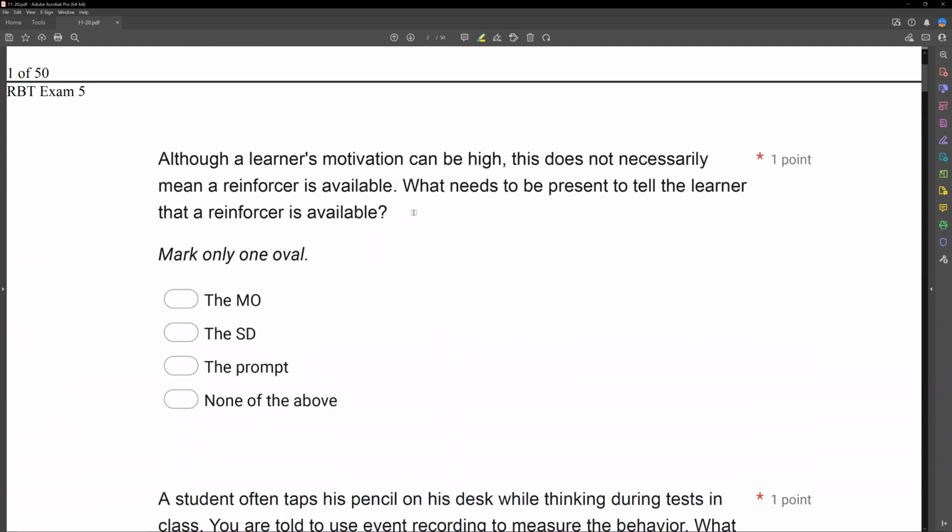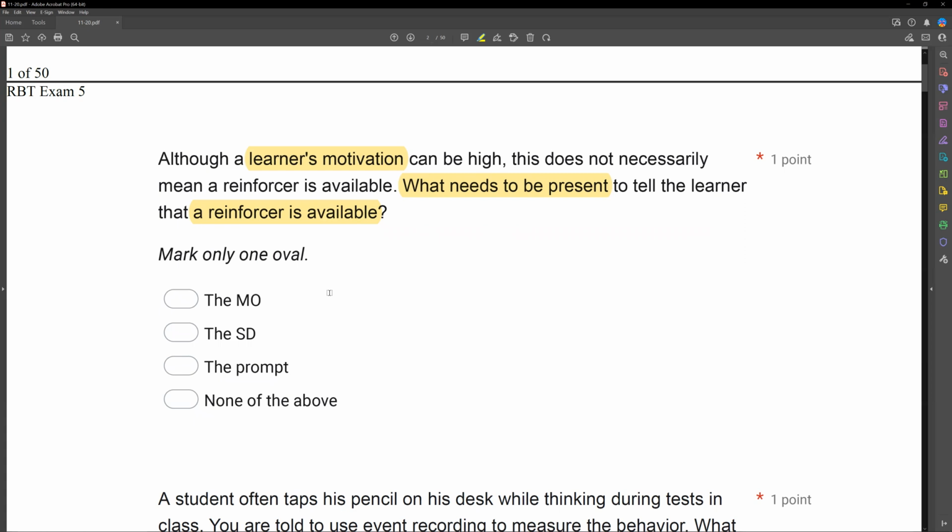Question 2. Although a learner's motivation can be high, this does not necessarily mean a reinforcer is available. What needs to be present to tell the learner that a reinforcer is available? Okay, kind of a tricky question. Let's break it down. We're looking at what needs to be present to tell the learner that a reinforcer is available. In other words, what signals that the reinforcer is available? Because the learner's motivation can be high, it doesn't mean the reinforcer is available. My motivation for margaritas can be very high, but unless there's a signal that a margarita is available, I can't get one. So, what signals that the reinforcer is actually available?